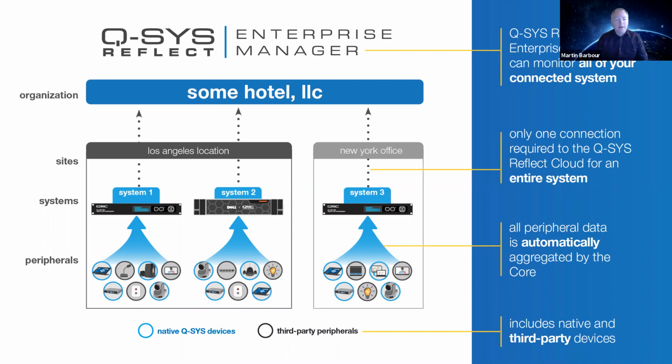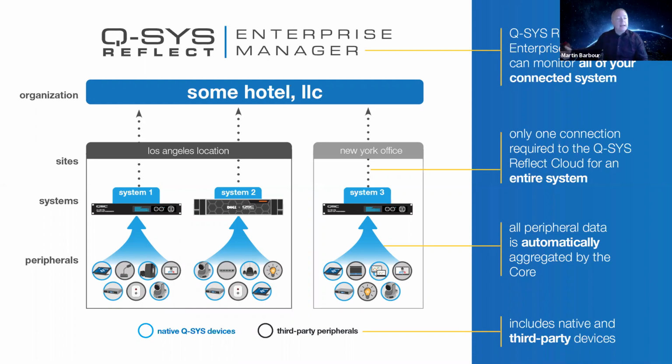Grabs them all together and then provides a single data stream up to the Q-SYS Reflect cloud infrastructure. And that's really important because it means that we have only one device per system that needs to connect to the cloud. So I could be looking at, for example, a simple meeting room, perhaps with 3 or 4 AV peripherals in that meeting room. And again, just one connection up to the cloud from the core.